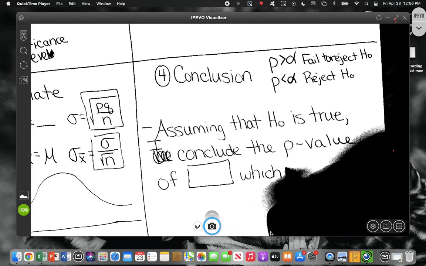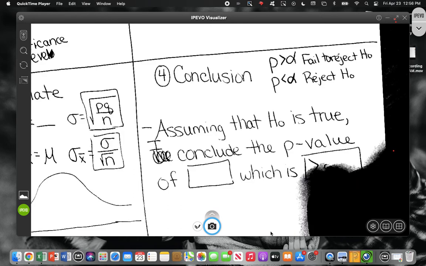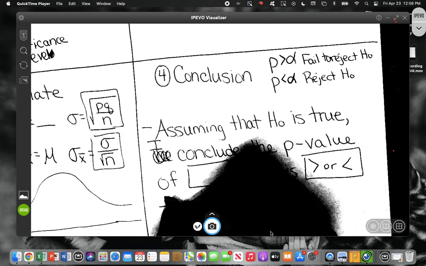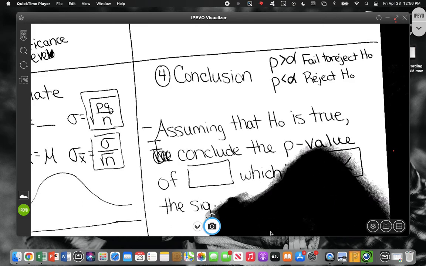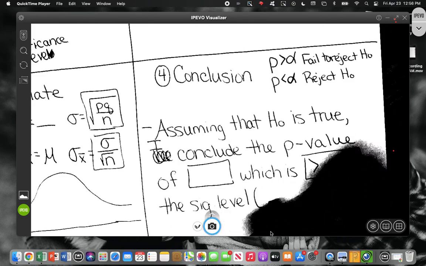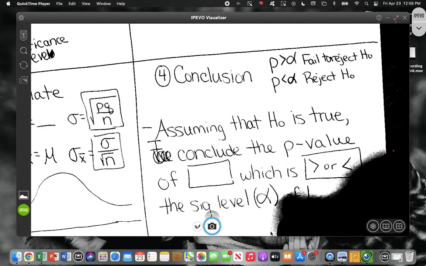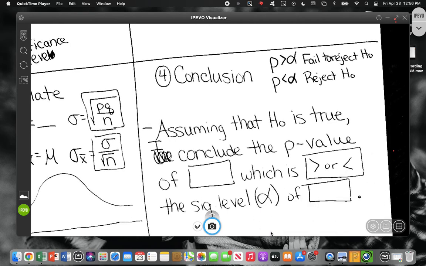And then you're going to say whether it's greater than or less than the significance level, which is alpha. And in most cases, it's going to be 0.05, but if they give you a different confidence level, you'll use a different number. So this is just a sentence stating, I found a p-value, and then you say if it's greater than or less than your alpha. That's sentence one. Just stating what you found and telling me if it's greater than or less than.